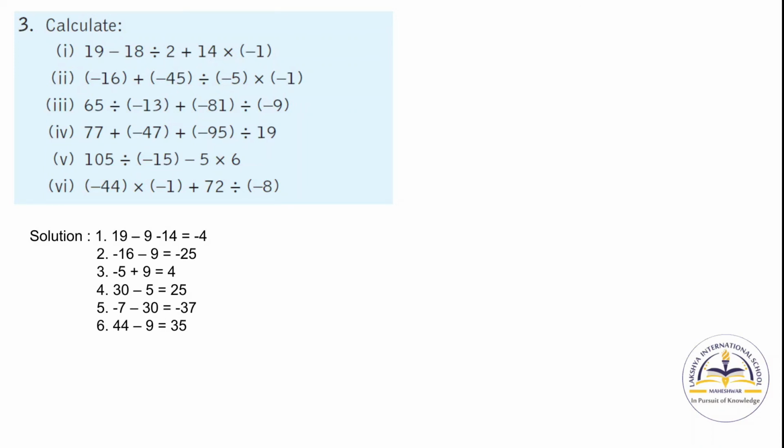Now the second one, minus 16 plus minus 45 divided by minus 5 into minus 1. First we will solve the division sign. Minus 45 divided by minus 5, we will get positive 9. Then minus 16 plus 9 into minus 1. When we multiply 9 into minus 1, we will get minus 9. So minus 16 minus 9, the answer will be minus 25. Okay, in the same manner you have to solve the other questions.